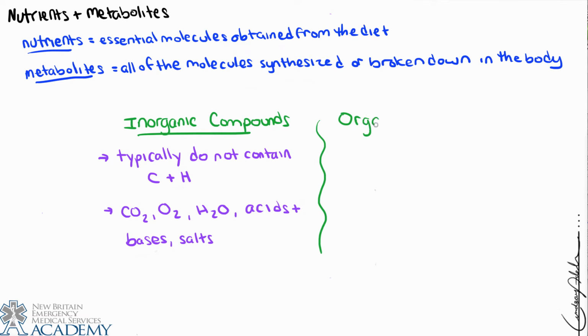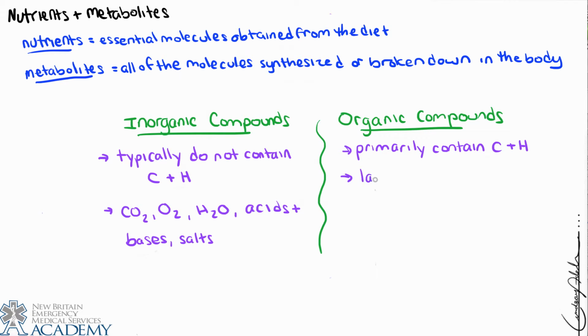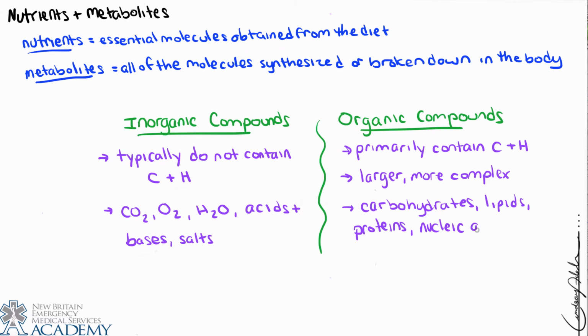Organic compounds are primarily composed of carbon and hydrogen, and then a lot of times we'll see things like oxygen and nitrogen as well. But in organic compounds, carbon is the major contributor, and there'll be lots of carbons strung together. So organic compounds tend to be larger and more complex than inorganic compounds. The examples include carbohydrates, lipids, proteins, nucleic acids, and the molecules that contain high energy bonds. High energy bonds are essential to energy transfer in the human body. So in this video, we're going to consider the inorganic compounds, and in the next video, we'll consider the organic compounds.